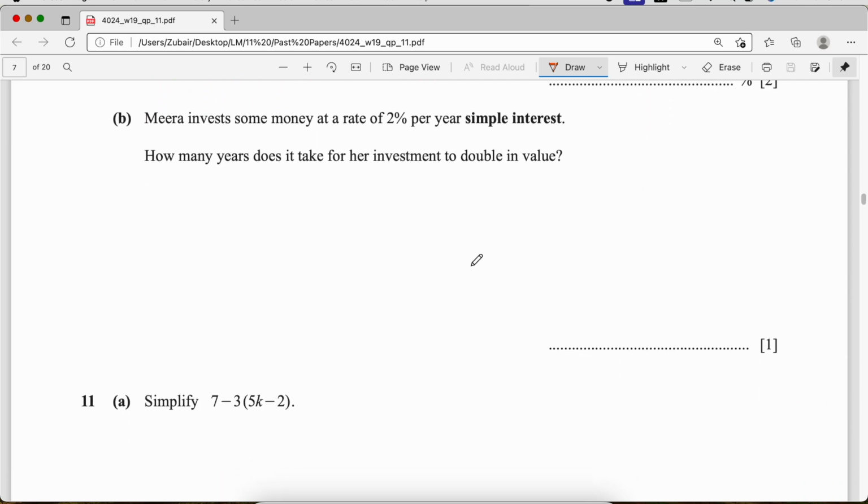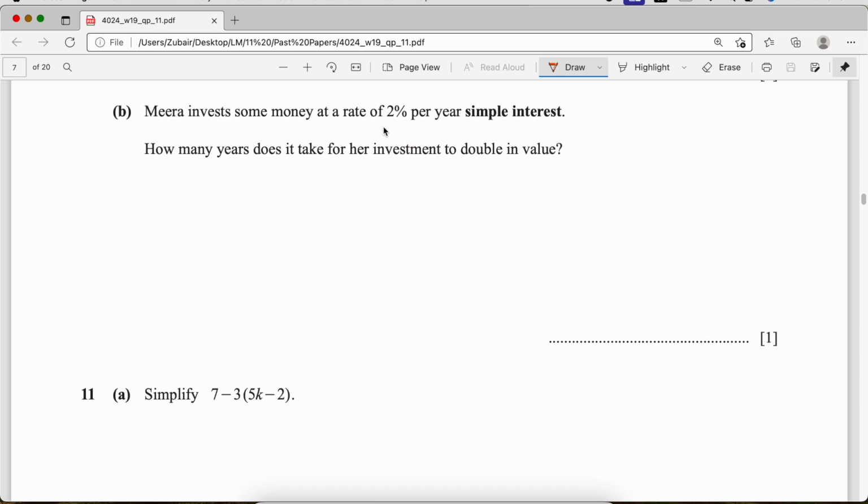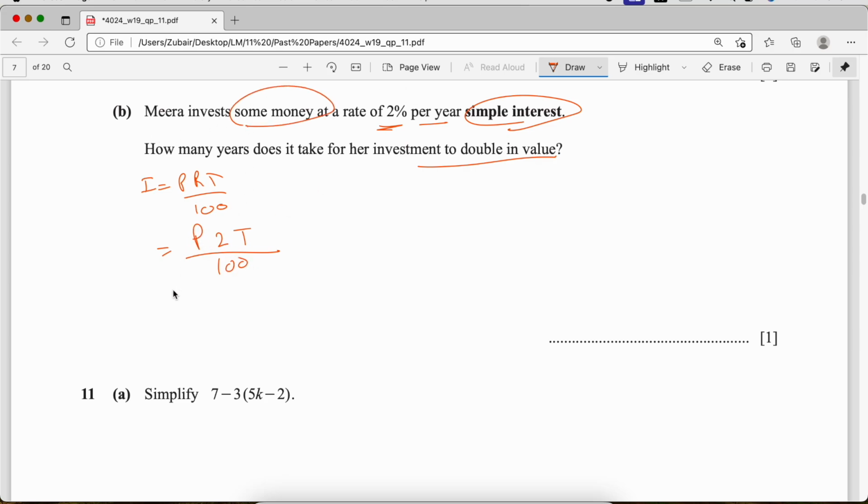B part says Meera invests some money at a rate of 2% per year, simple interest. How many years does it take for her investment to double in value? So simple interest is equal to PRT over 100. I'm just plugging in the values I know. That is, rate is 2 and time is unknown, and that's 100. Now see, Meera invests some money. I'm going to keep it in the form of P.